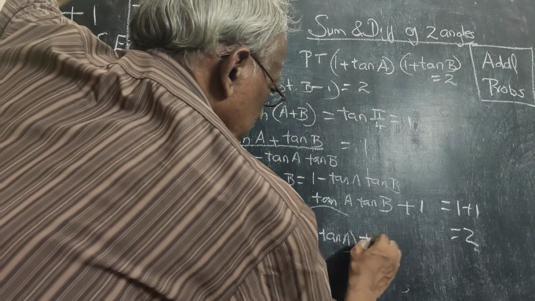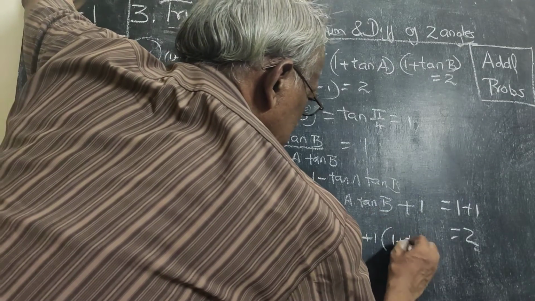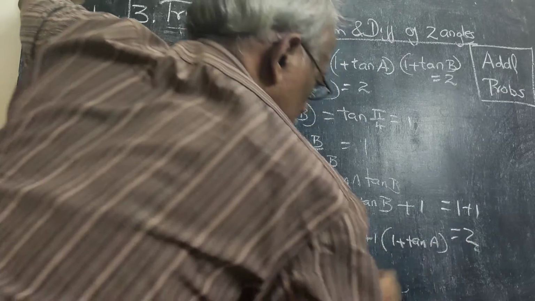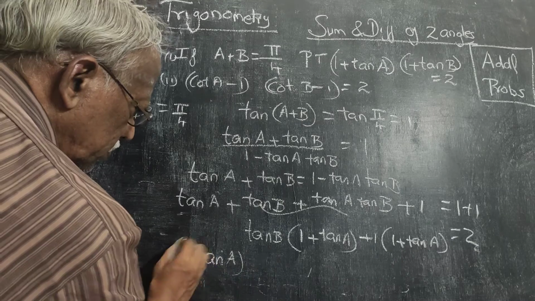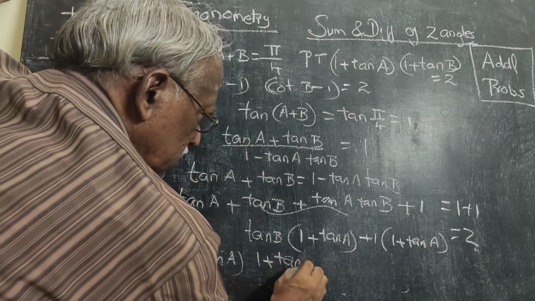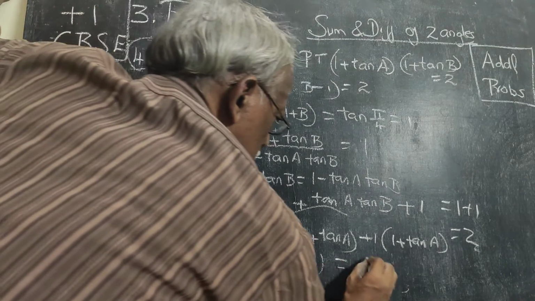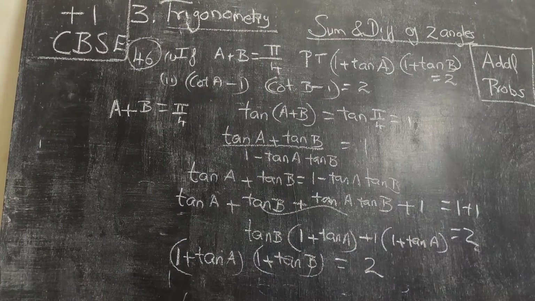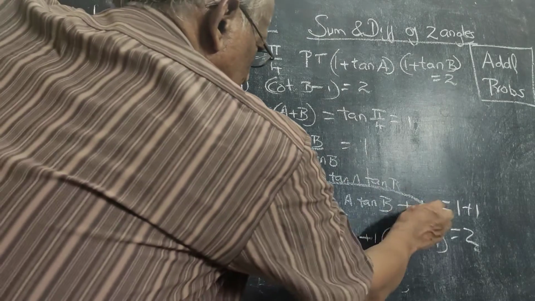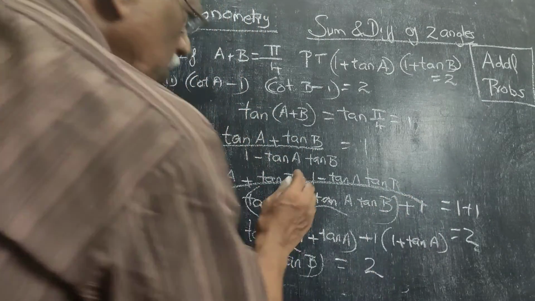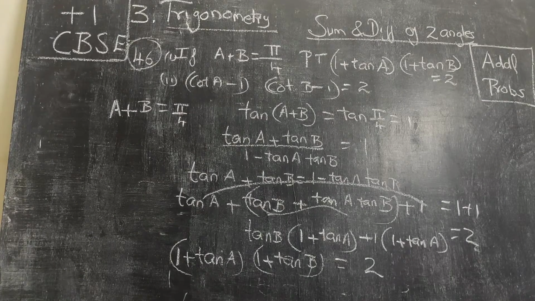Remaining 1 plus tan a is there, so just you take 1 and write that 1 plus tan a. So the answer we got: (1 plus tan a) into (1 plus tan b) equal to 2. The first problem is solved, first subdivision. Is it alright? So simple technique. Here we are adding 1, and we are clubbing these two things and these two things, and doing the factorization to find out the required answer.